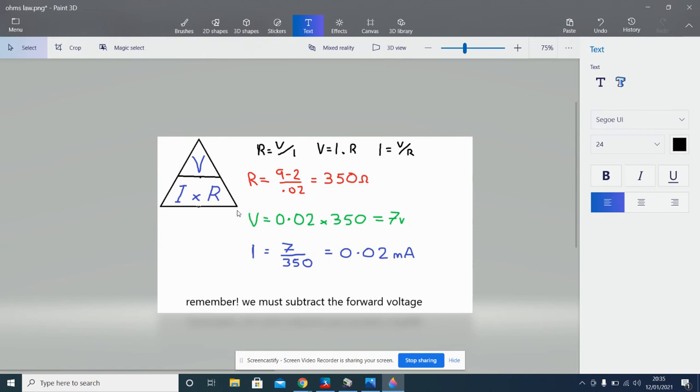If we were looking for the voltage in the circuit, okay, we would say V is equal to the current of the LED multiplied by the resistor in the circuit, which will give us 7 volts. And if we were looking for I, the current, we would say that I is equal to 7 divided by 350, which is the resistance, equals 0.02 milliamps.